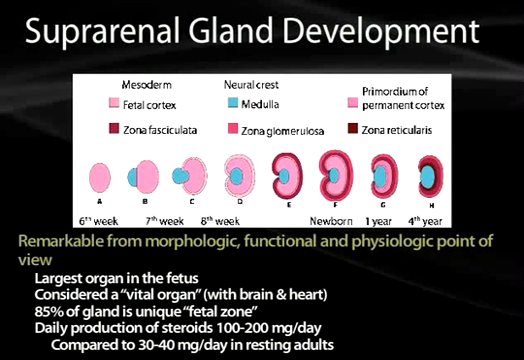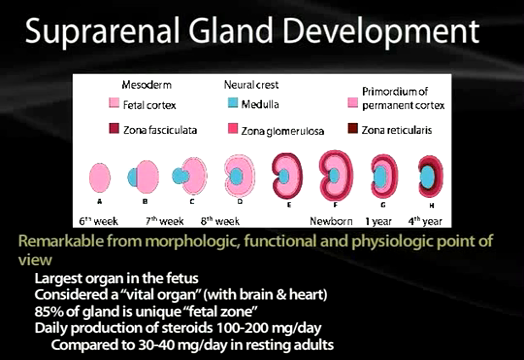It's going to be one of the largest organs in the fetus by weight, and it's considered a very vital organ along with the brain and the heart. 85% of the gland is unique in its fetal zone, which will then be traded out as it develops into the adult version. It's ramped up basically as a fetal component, and it produces 100 to 200 milligrams per day of steroids compared to the 30 or 40 milligrams per day in resting adults. And in part, this is going to be part of the prolific growth phases that it's in.